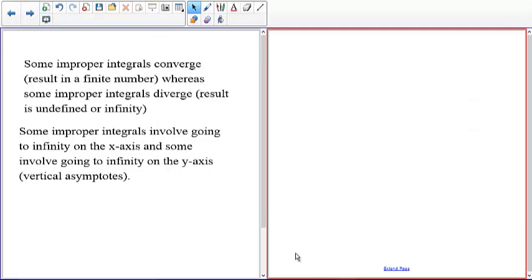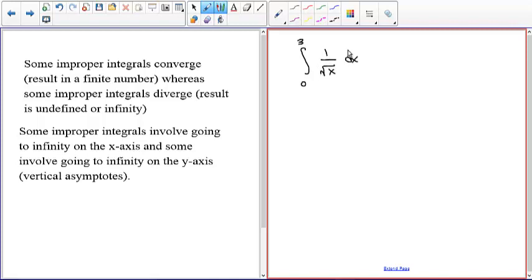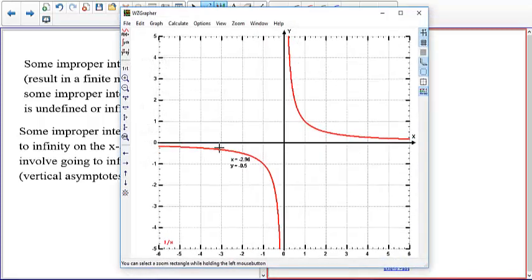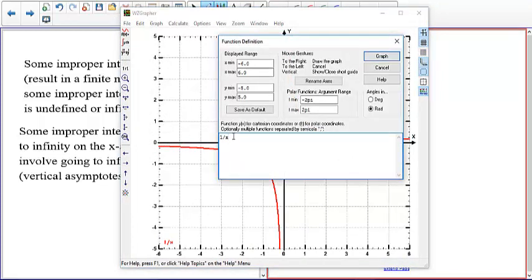So let's look at, if we want to know what the integral is from 0 to 3 of 1 divided by the square root of x dx. And if we go to the graphing program here, we look at that function. So instead of 1 over x, we look at 1 over the square root of x.